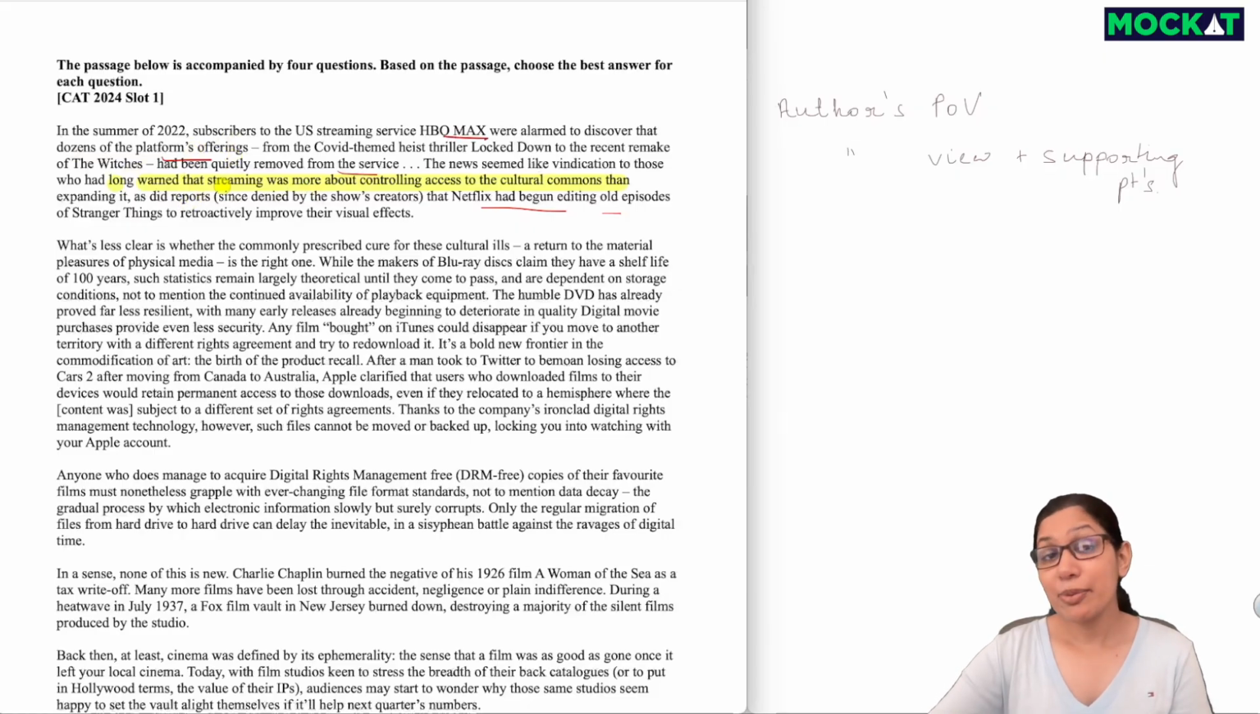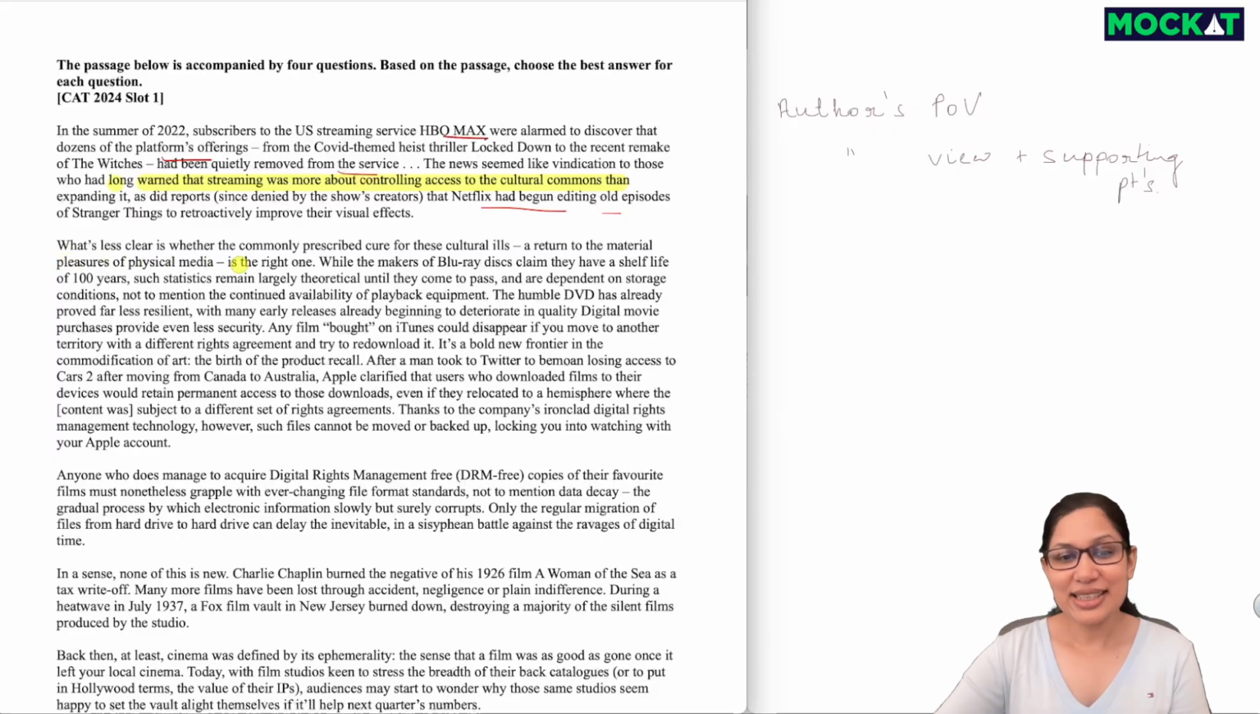And these people had been warning for long that streaming platforms had been controlling access. And now they are able to feel vindicated. They're able to say, hey, I was right. I told you so. But remember, this need not be the author's view. It is these people's view. So I'm going to keep an open mind and read till I find whether the author agrees with them or disagrees. Because in a CAT RC, it's only the author's view that matters.